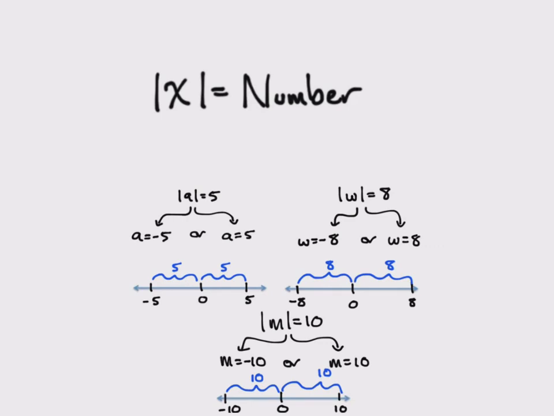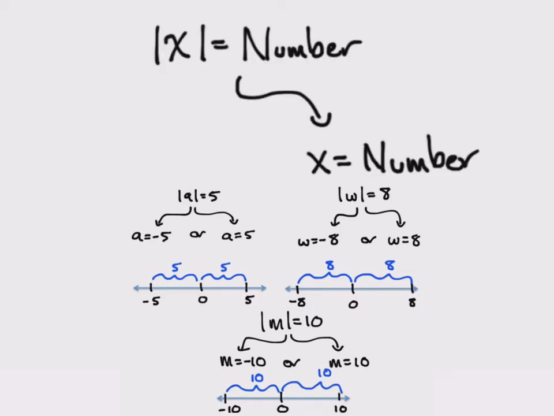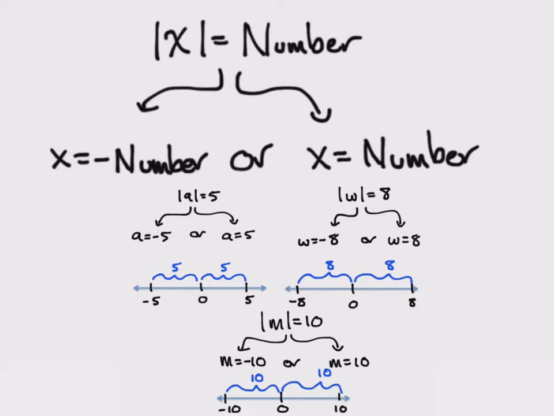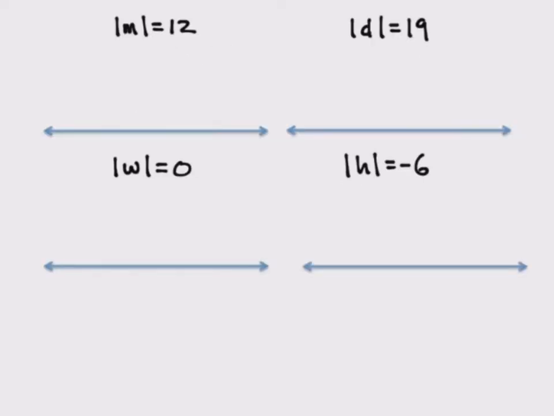And in general, to solve an equation of the form, the absolute value of some variable equals a number, we're going to split this equation into two separate equations. Either our variable could equal that exact number, or our variable could be equal to the negative of that number. Of course, this original number has to be non-negative because it's impossible to take the absolute value of anything and have it be negative. Alright, with this in mind, why don't you pause the video and try to solve these four absolute value equations in front of you.